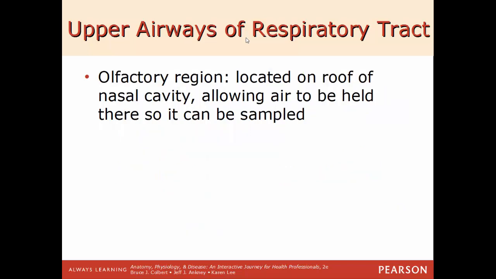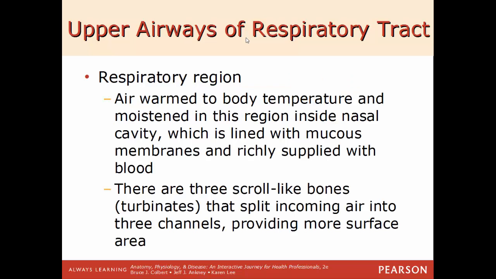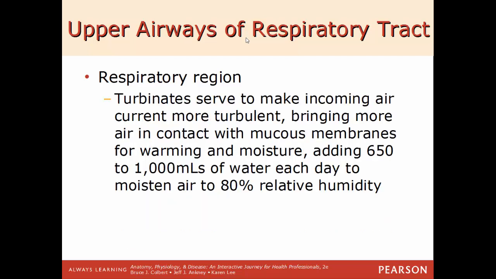The olfactory region is located on the roof of the nasal cavity. This will allow air to be held there so it can be sampled. And then the respiratory region, the air gets warmed to body temperature and moistened in this region, which is just inside the nasal cavity, which is lined with mucous membranes, which is richly supplied with blood. Now, there are three scroll-like bones called turbinates that split incoming air into three different channels, providing for more surface area. Alright, these turbinates serve to make the incoming air current a lot more turbulent, a lot more violent, which will bring more air into contact with the mucous membranes.